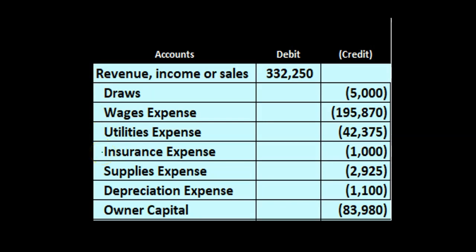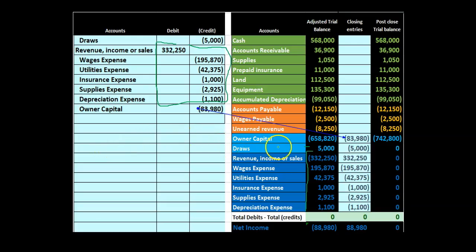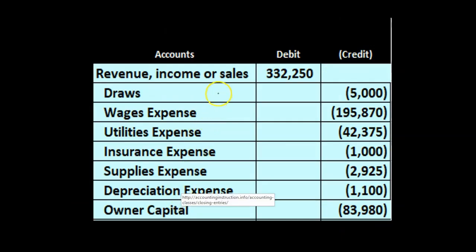The reason we didn't do that up here is because we just started in order. We said draws first and just went straight down. And that's the easiest way to think about it when posting to a worksheet. And then we can go back and just reformat this and put the revenue on top, then draws, then all the expenses, followed by the capital account.